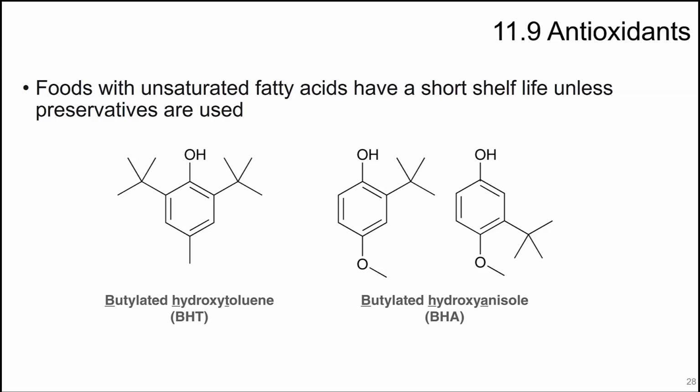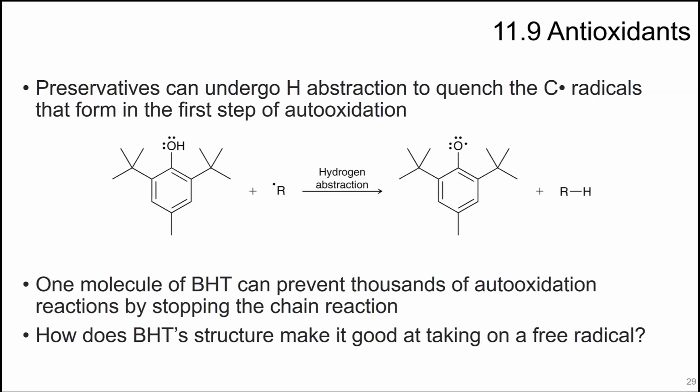So you might start reading food labels for things that are processed and notice that butylated hydroxytoluene, or BHT, is added, or the BHA is added to enhance the shelf life of these foods. Preservatives can also undergo hydrogen abstraction to quench carbon radicals that form the first step of auto-oxidation. So this BHT that was added from the last slide, that can prevent thousands of these auto-oxidation reactions by stopping the chain reaction. Why is BHT so good at taking on free radicals? It has sterics and resonance on its side.